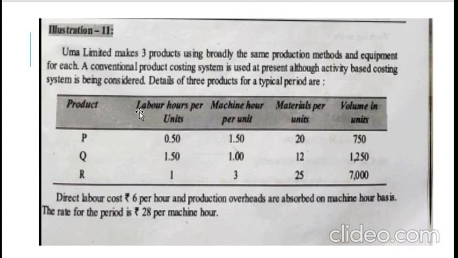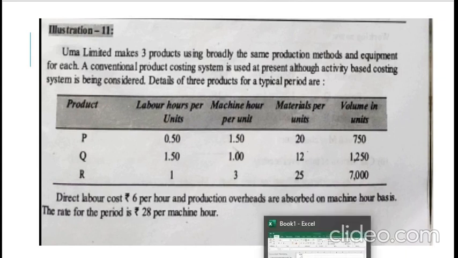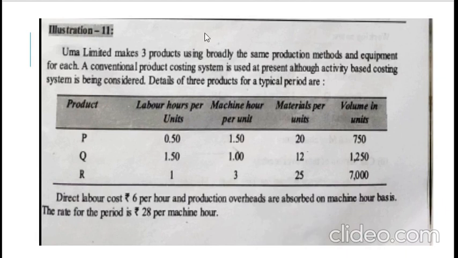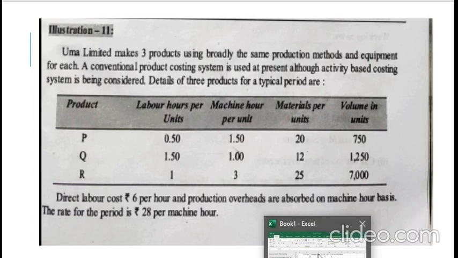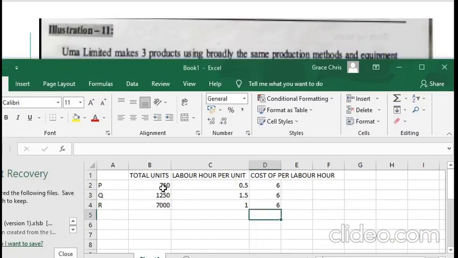But here they have clearly stated it is labor hour per unit. So for 1 unit to produce, the labor hour is 0.50. Then for 750 units, how many hours do you spend? 750 into 0.50. We will start multiplying the units with the number of labor hours to find out your total labor hours. So the number of labor hours here, if you look into the calculation, 750 is the total units for P. For 1 unit, the labor hour spent is 0.50.